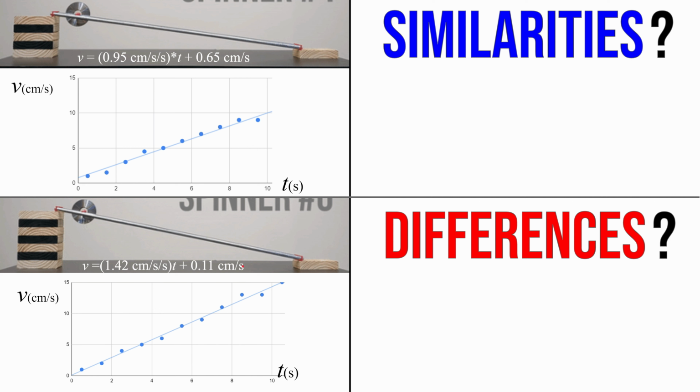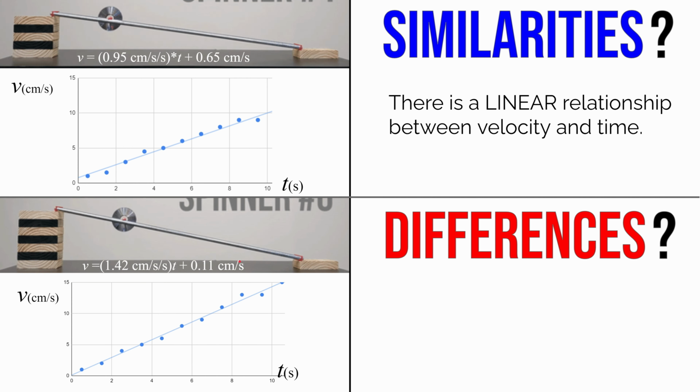So the first question was, what was similar between the graphs? Well, we figured out that in all cases there was a linear relationship between the velocity and time. As time went on every second, the velocity increased by the same amount. And so there was a linear relationship.